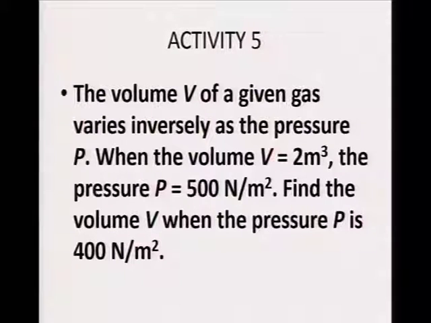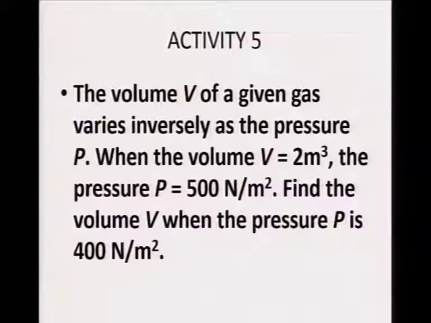If you look at this one, the volume of a given gas varies inversely as the pressure P. When the volume V equals 2 meter cube, the pressure is 500. Find the volume V when the pressure P is 400 meter cube. In this case now, you are just going to substitute, because we have been given the formula.